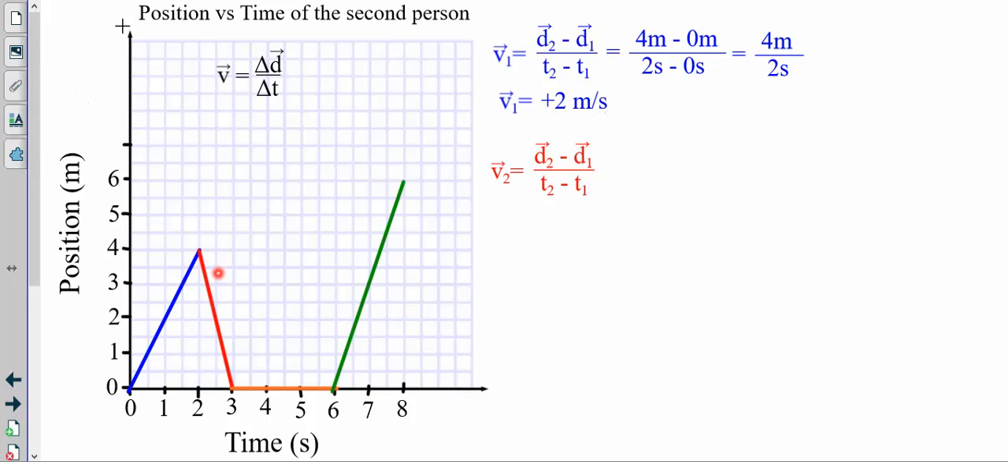Next, this red slope right here, same idea. We'll call it V2 for slope number 2, or in this case, velocity number 2. And because velocity is a vector, we have to remember to have these little arrows above it. So we'll do the exact same thing. We need 2 points. It's our change in position divided by our change in time. So we'll pick our 2 points, and I'm going to pick again the 2 endpoints.